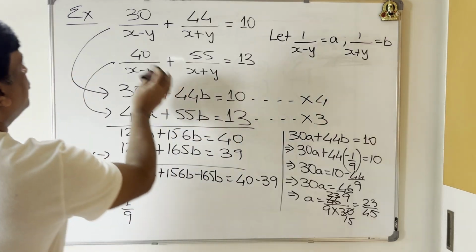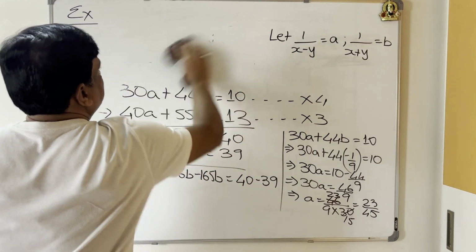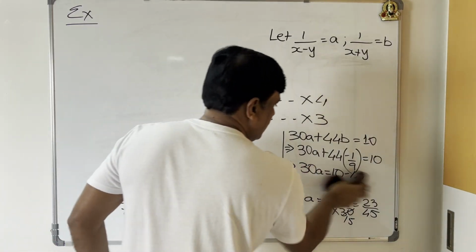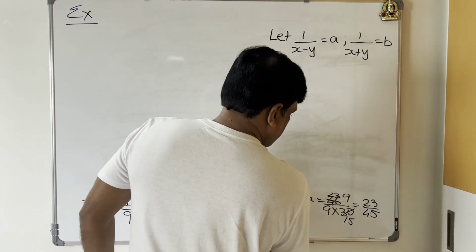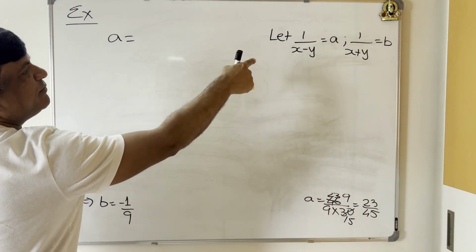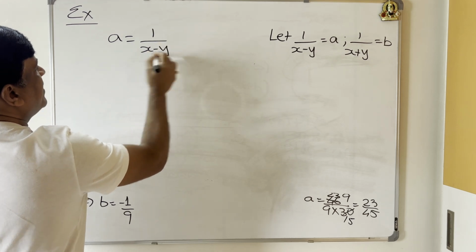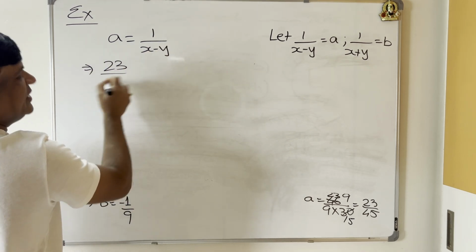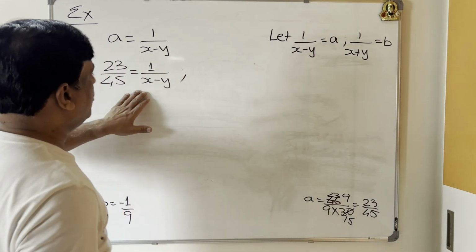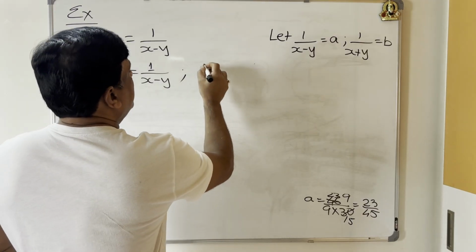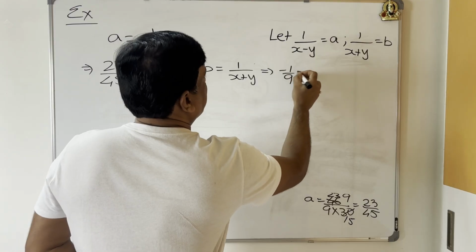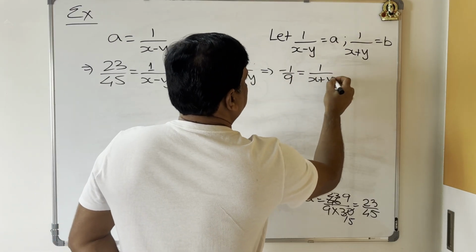Now you need to go back and replace those values with what you started with, right? Let's rub all these things, just keep those values which you have calculated. Leave it like that. Now a, you had substituted 1 by x minus y as a. So what was your value of a? It is 23 by 45. 23 by 45 is equal to 1 by x minus y. That's the first equation you're going to get. Another set of simultaneous equations. And b is equal to 1 by x plus y. So this becomes minus 1 by 9 is equal to 1 by x plus y over here, right?